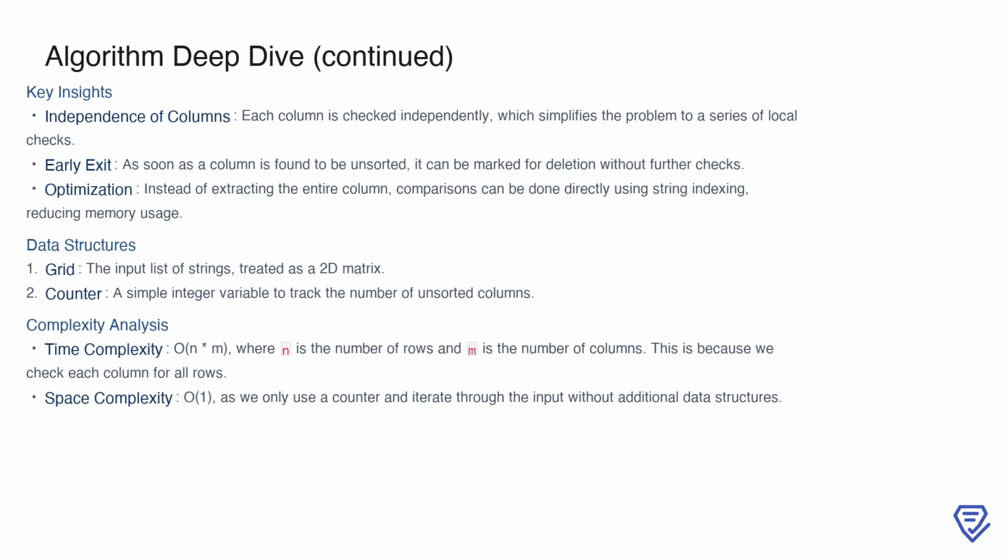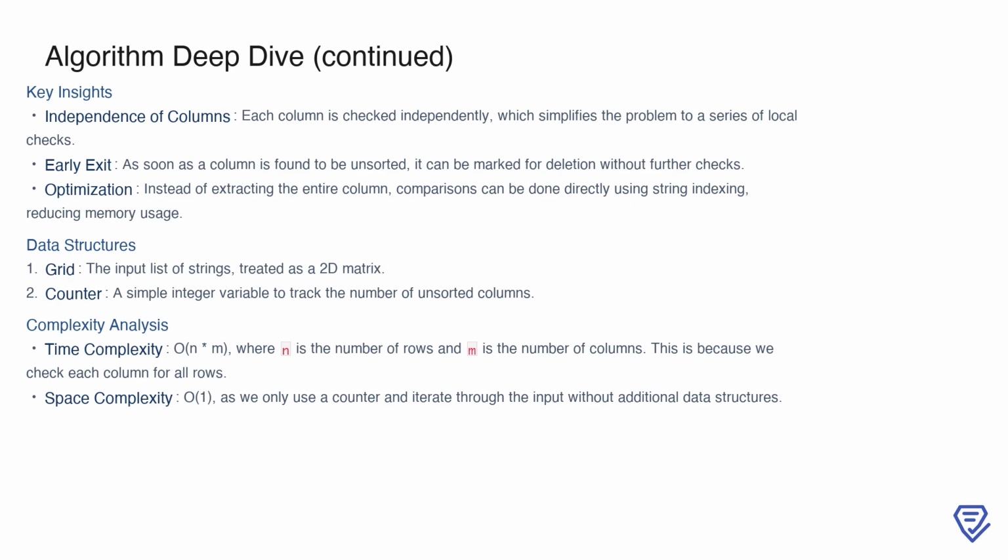There are several insights that make this approach efficient. First, because each column is checked independently, we don't need to worry about interactions between columns, allowing us to treat this as a series of local checks. Additionally, as soon as we identify a column as unsorted, we can immediately mark it for deletion without performing further checks on it, which can save time. To optimize further, instead of explicitly extracting columns, comparisons can be done directly using string indexing, which reduces memory usage.